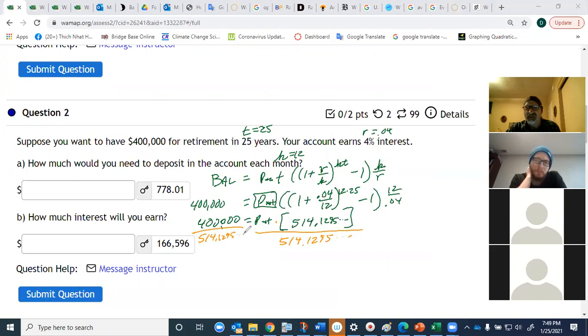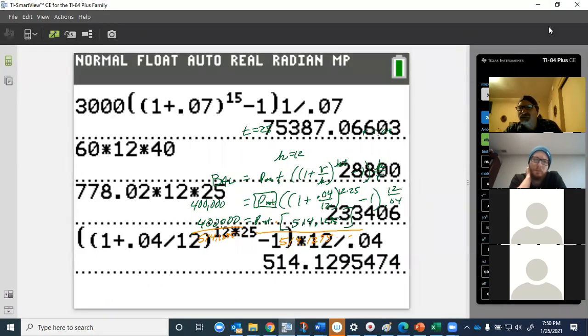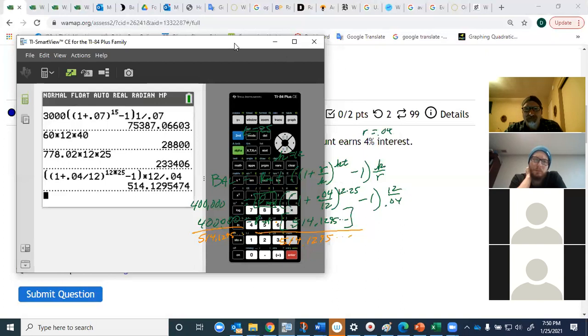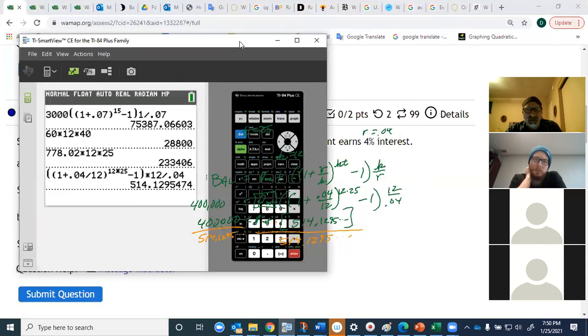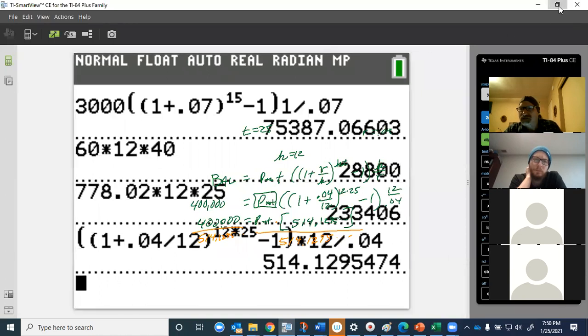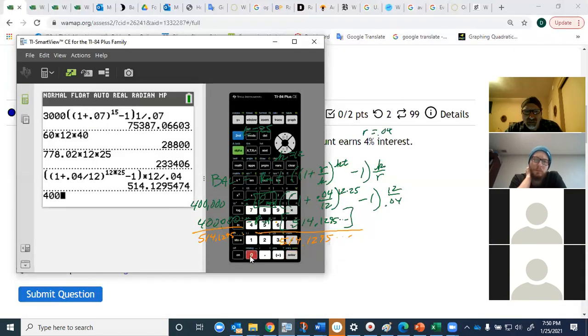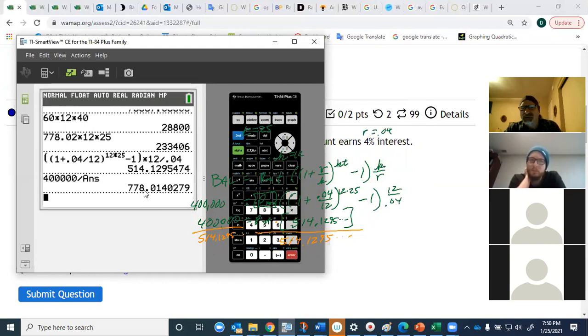514.1295 on both sides. And that's not very hard to do if you have that in your calculator already, because you can just take 400,000 divided by, and then I go second answer because that number is right there in the calculator already. It was the last answer. So I hit divide, and there's my 778.014, right? So that's how you do it with just using the formula in your calculator. It's not too bad.